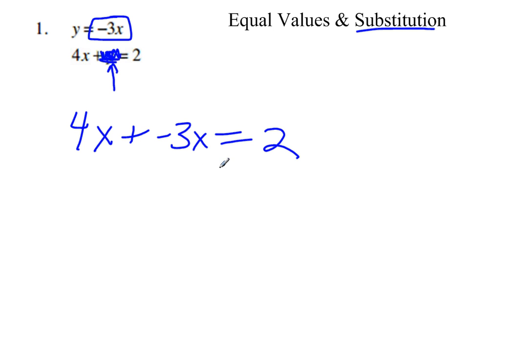And look at that problem. Now let's solve that. That's just 1x. How cool is that? So x is 2, and then plug it back in like we just did a second ago, and we get y is 6, or negative 6.